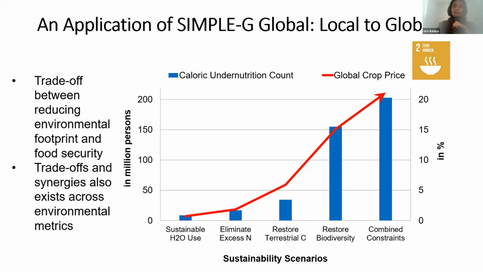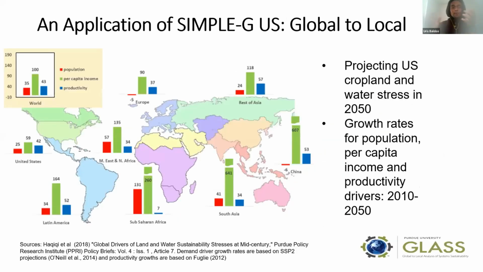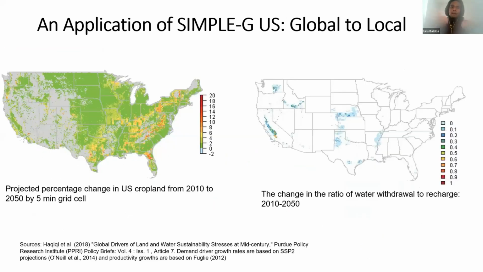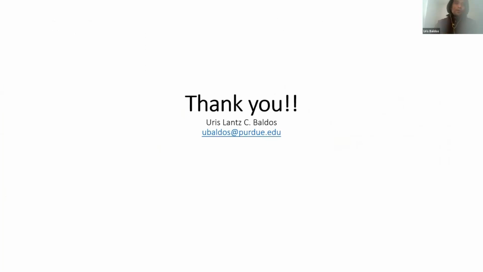And let me just quickly show you the application for SIMPLE-GUS. Basically, it's the same idea. If you have these changes in global drivers, population, income, and so on, how would that translate to local changes, in this case changes in US cropland between 2010 and 2050. And we could also impute changes in terms of water withdrawals. I think I'm a little bit over time, but thanks for listening. And if you have questions, please feel free to ask.